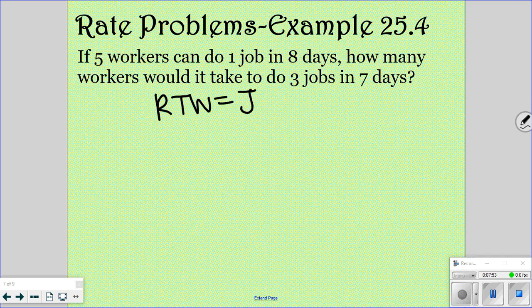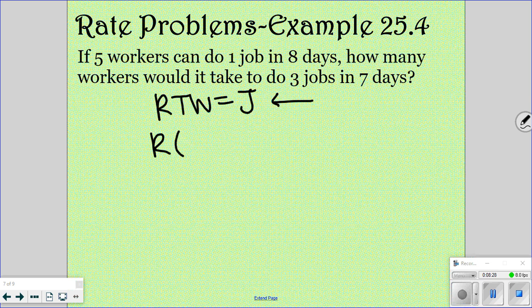We are assuming that the workers work at an average rate. I know that workers don't necessarily work at the same rate, but we are just assuming that they work at the same rate. Everybody does the same amount of work in the same amount of time. So RTW equals J. This is a formula you're going to want to use when you have workers and they don't tell you specific names of them, or if you have more than 2. So we're always going to be solving for the R. We don't know the rate that the average worker works at.